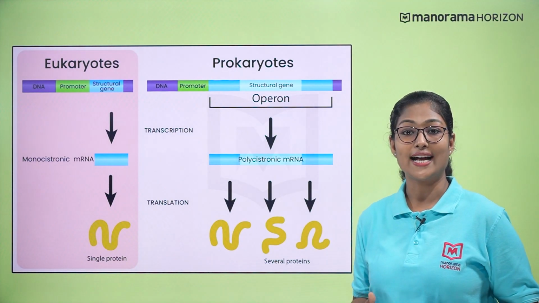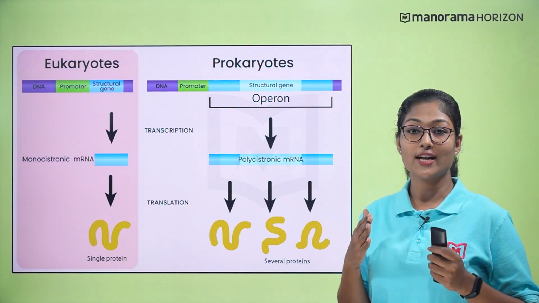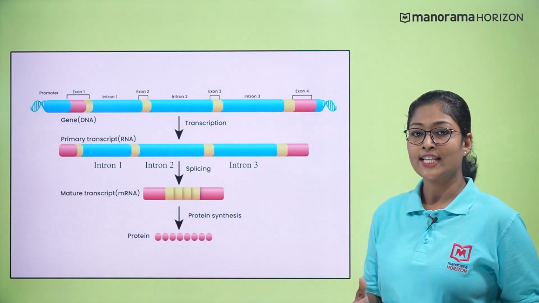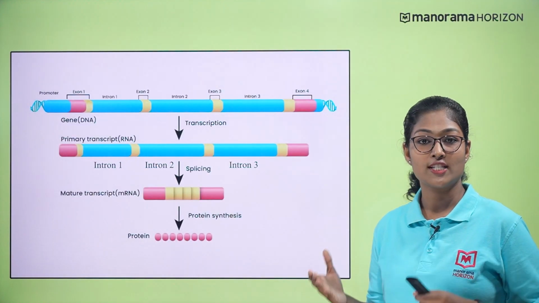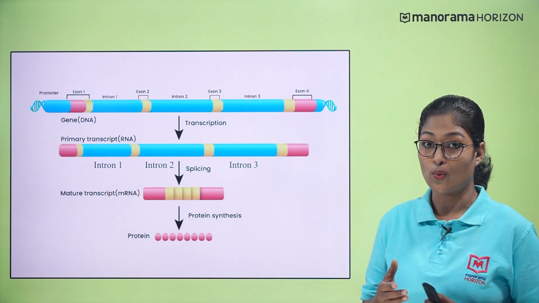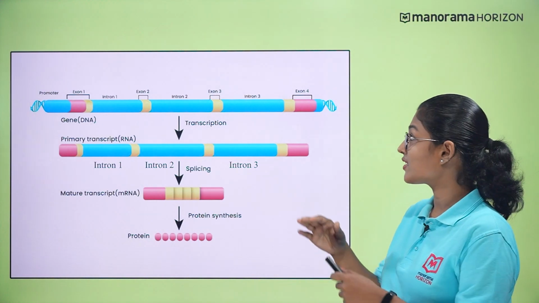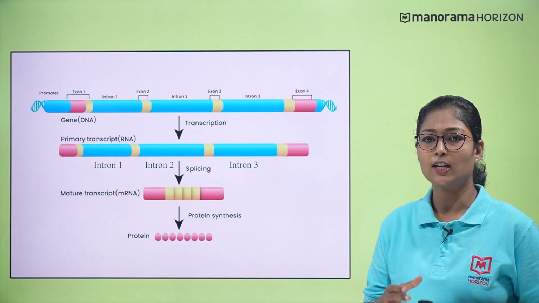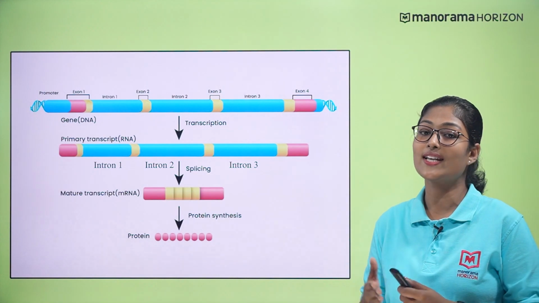You have to note that the eukaryotic monocistronic structural gene has both introns and exons. Exons are the coding parts or the sequences which appear in processed or matured RNA, whereas introns are the sequences that do not appear in mature RNA. So we can simply term them as the intervening sequences.